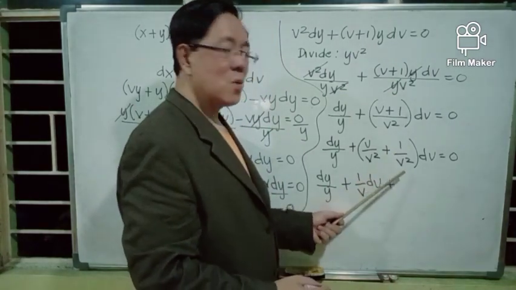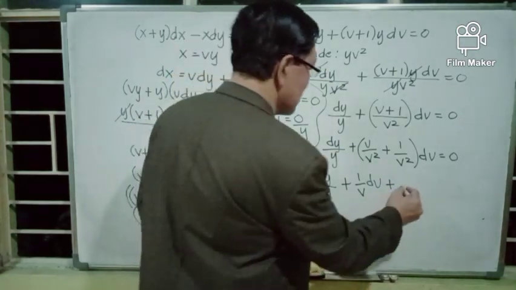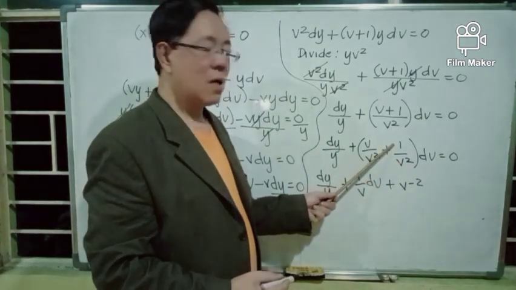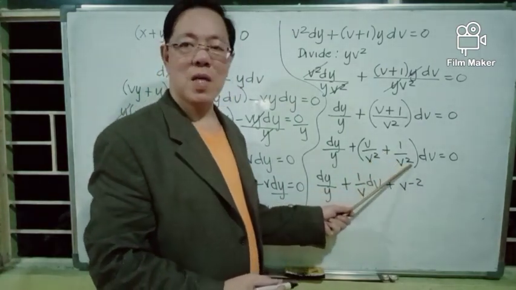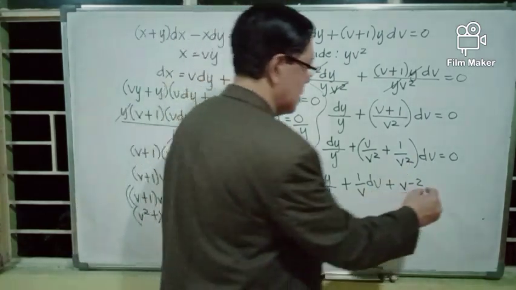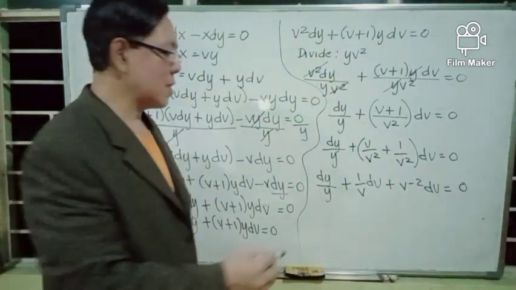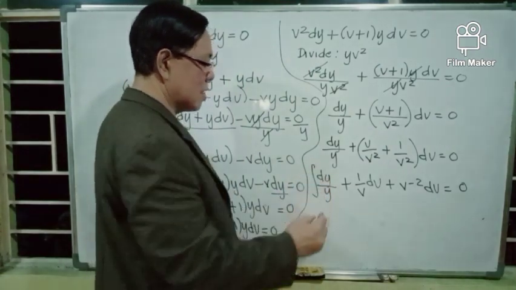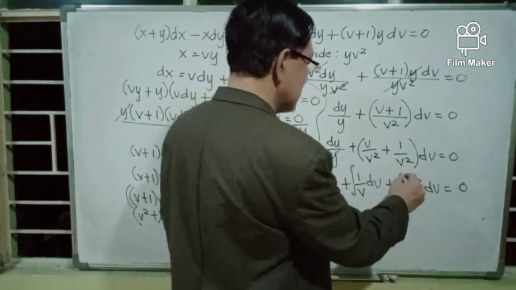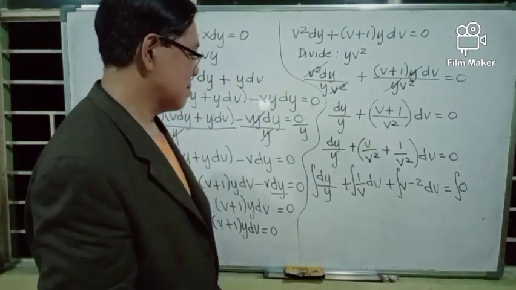Plus 1 over v squared, by property of exponent, is v to the power negative 2. That is, we bring v squared to the numerator and take the opposite sign of the exponent of v. We get v to the negative 2 multiplied by dv equals 0. Now we are ready to integrate. We integrate the first term with respect to y, the second term with respect to v, the third term with respect to v, and we integrate as well the right hand side.